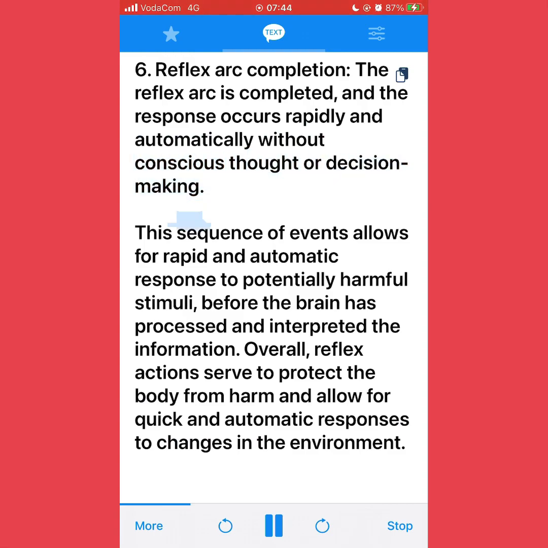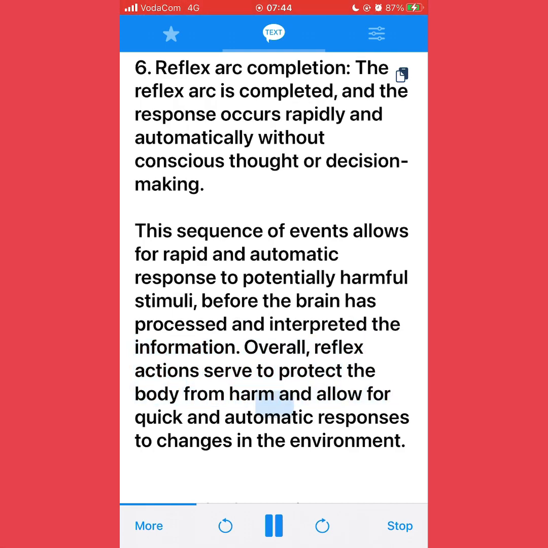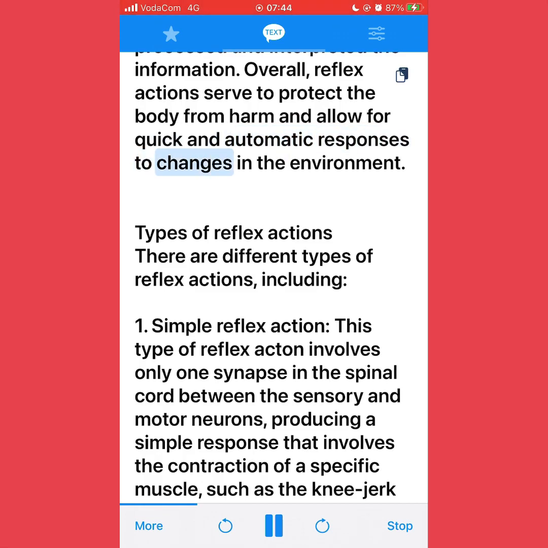decision-making. This sequence of events allows for rapid and automatic response to potentially harmful stimuli, before the brain has processed and interpreted the information. Overall, reflex actions serve to protect the body from harm and allow for quick and automatic responses to changes in the environment.